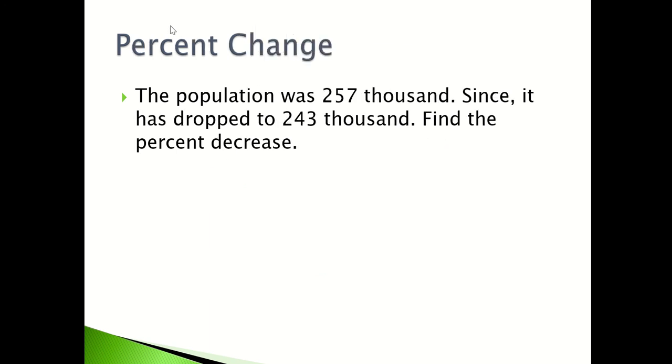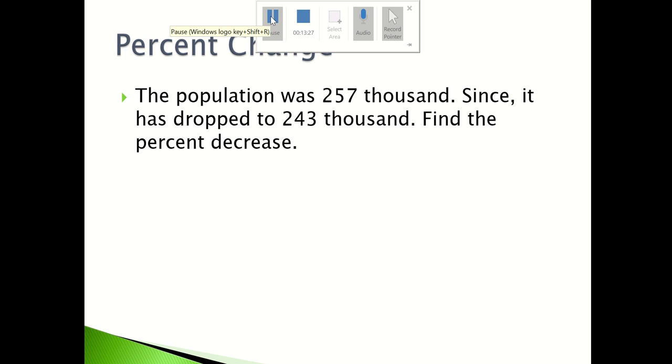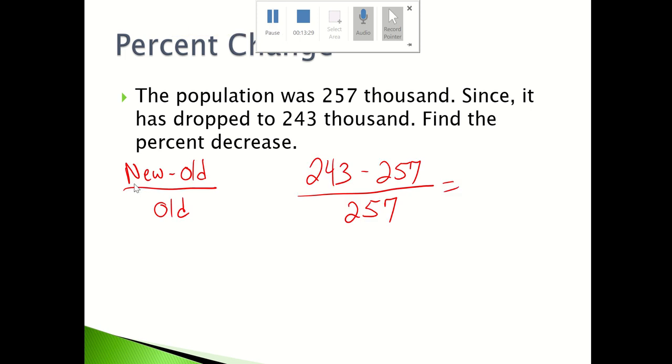Try another one here. The population was 257,000. Since then it has dropped to 243,000. Find the percent decrease. So pause the video now. Try this one out on your own. Our setup is new minus old divided by old. We are always comparing it to the old amount, so we do need the old amount in the denominator.